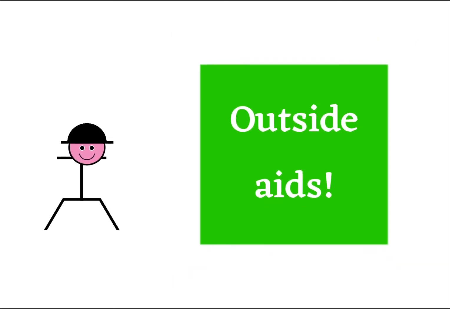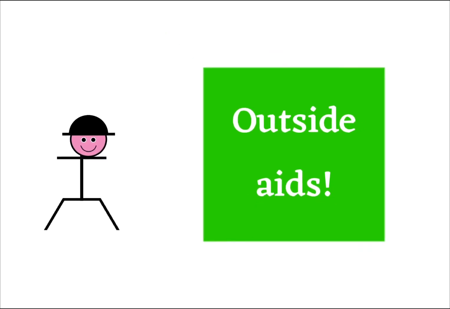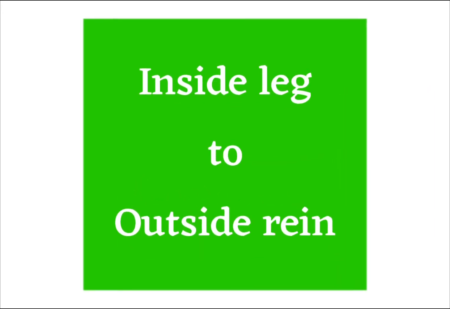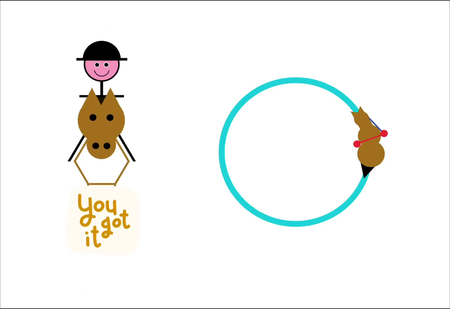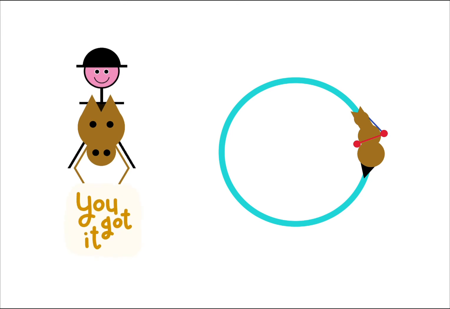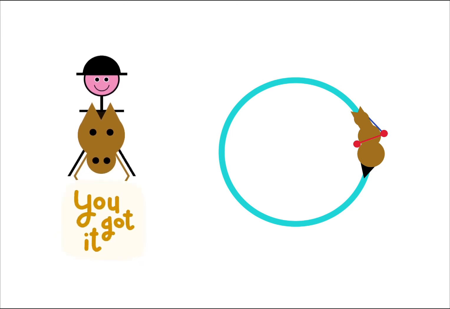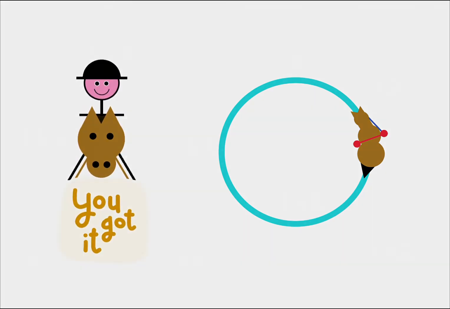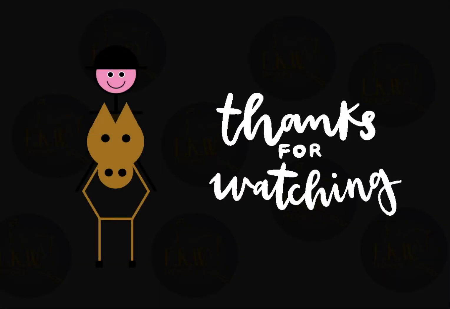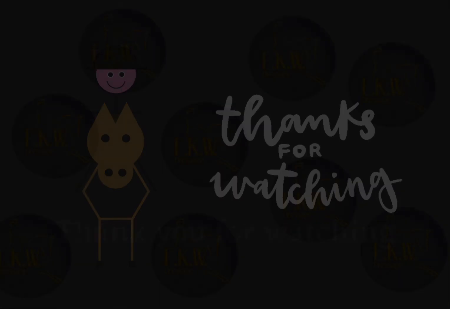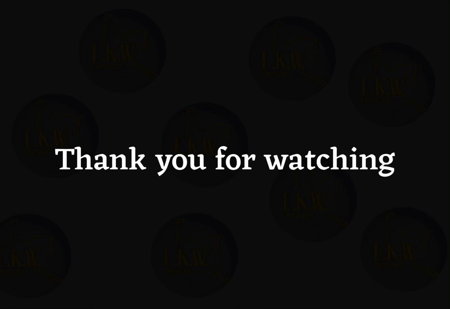So as a recap, when you are turning, you should be turning from your outside aids, but you should be encouraging the bend from your leg and not your inside rein. And this is where that term inside leg to outside rein comes in, because your inside leg is asking for the bend and your outside rein is encouraging the balance or deciding how much or how little you are going to turn.